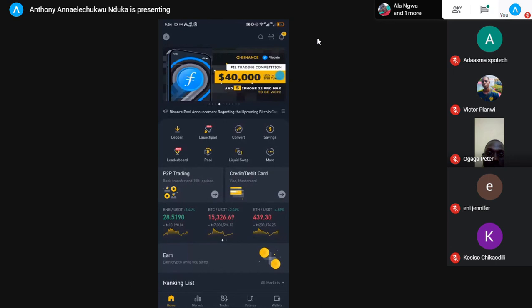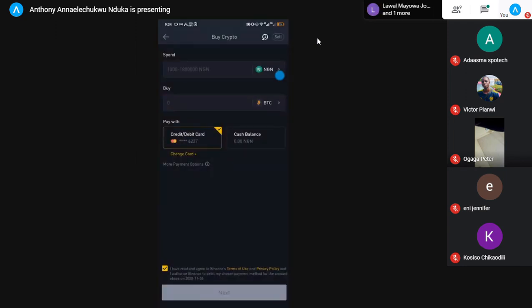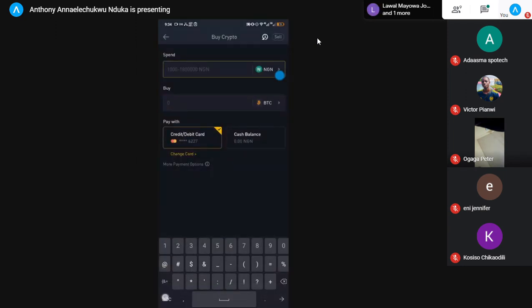Now, the sweetest part is this credit card because it's easy and it's between you and Binance, and you won't have to stress yourself or wait for somebody to confirm your payment or send money. So that's why using the card is so sweet.